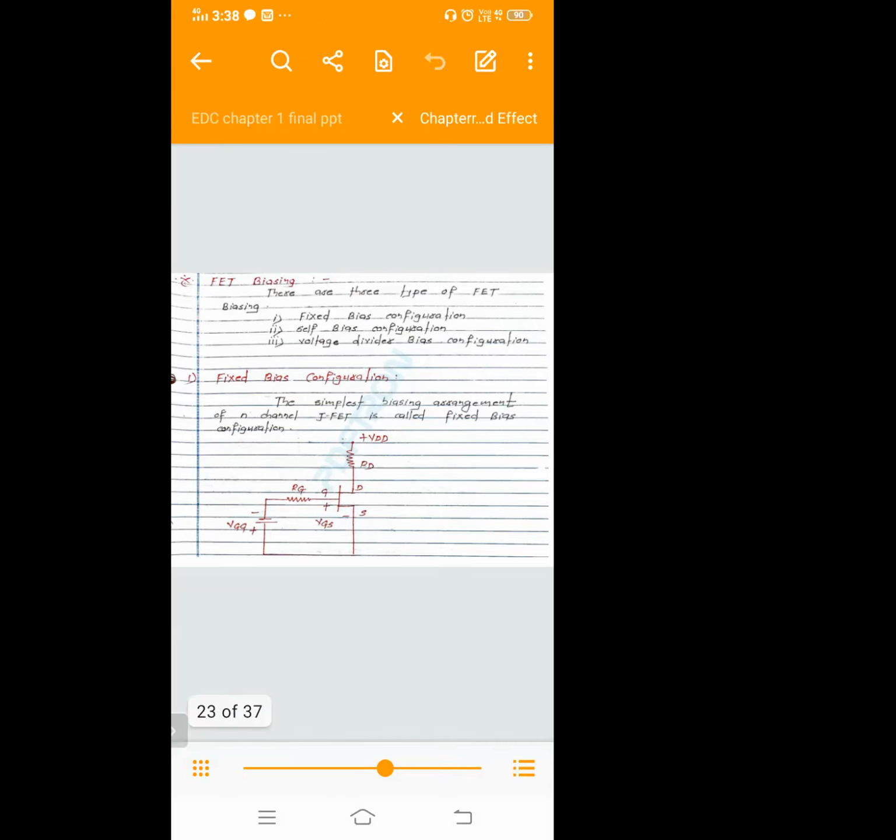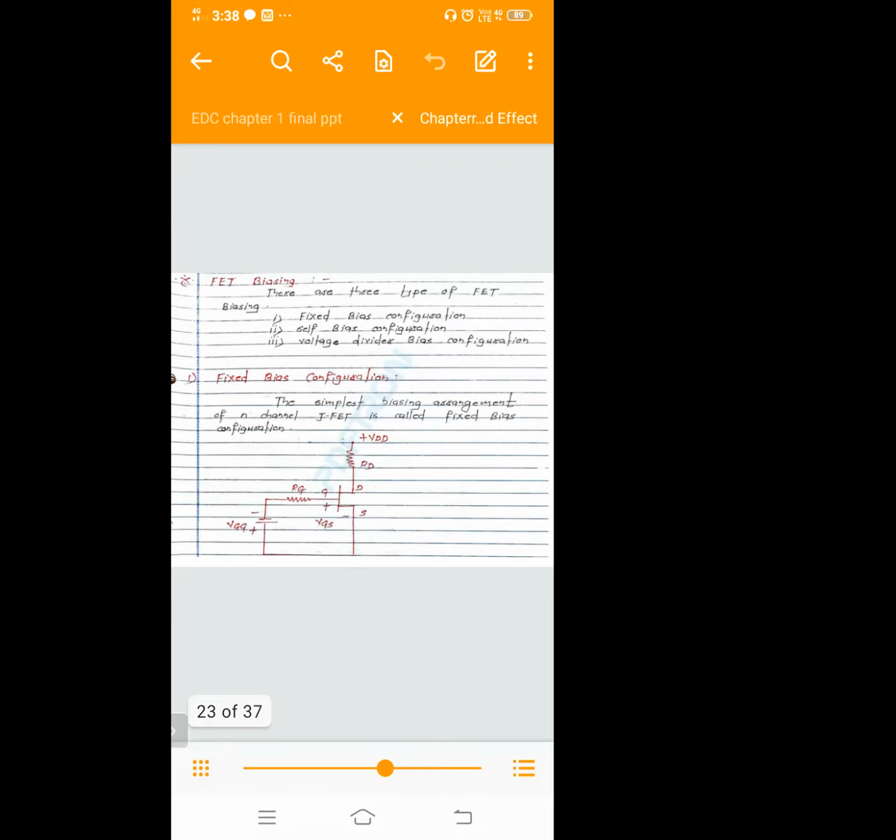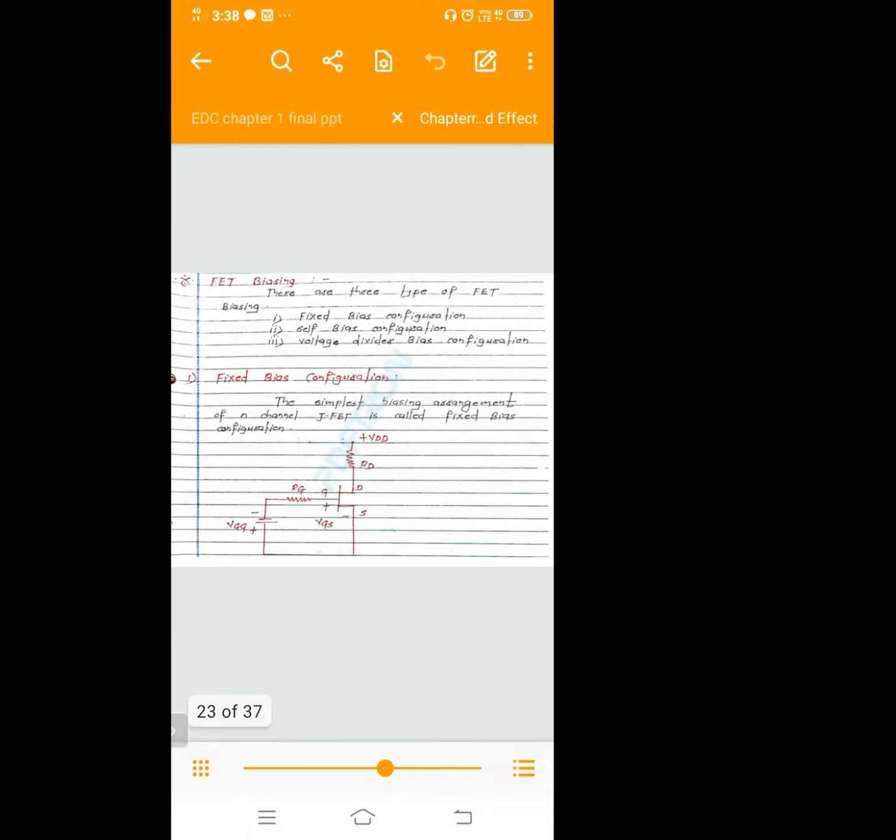See, in the fixed bias configuration, we apply fixed voltages across the field effect transistor. Fixed voltage indicates that we are applying the gate voltage, and that gate voltage should be fixed, right? That's why it is called the fixed biasing configuration of the field effect transistor. In this case, we have applied two voltages: one is the gate voltage, the other is the drain voltage. The gate voltage is VGG, and the voltage applied to the drain is plus VDD.